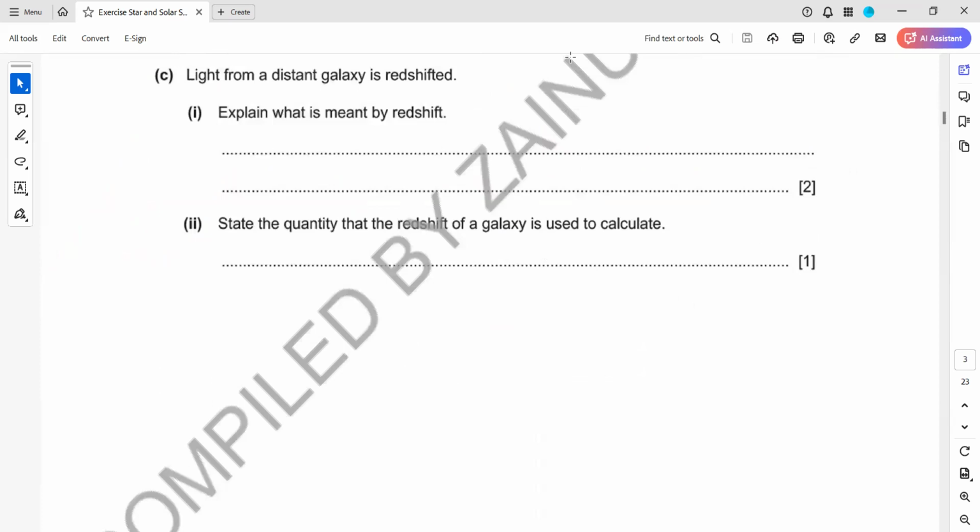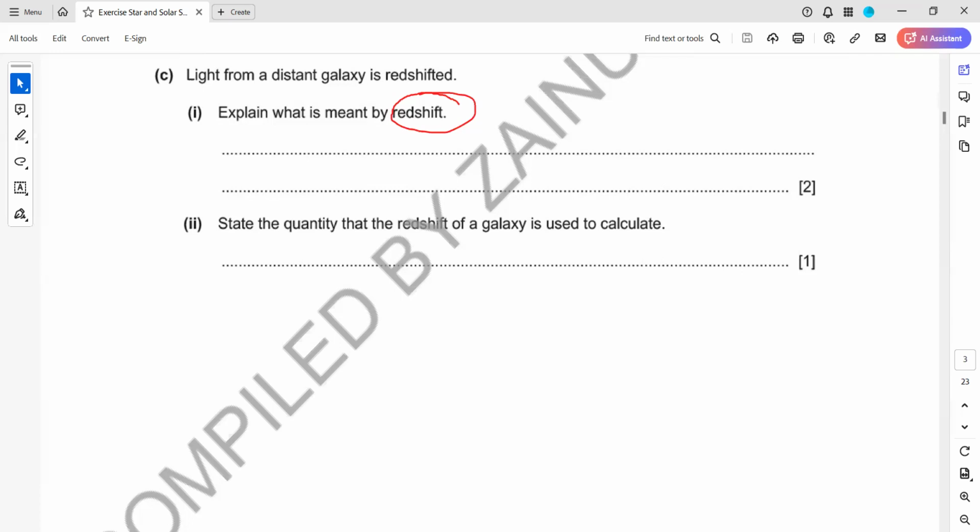Light from a distant galaxy is redshifted. What is meant by the redshift? What is the meaning of a redshift? You have to learn this, the concept of a redshift. That means the wavelength which we receive appeared to be longer than what was emitted. The wavelength from a distant galaxy appears to be longer when it is moving away from the Earth.